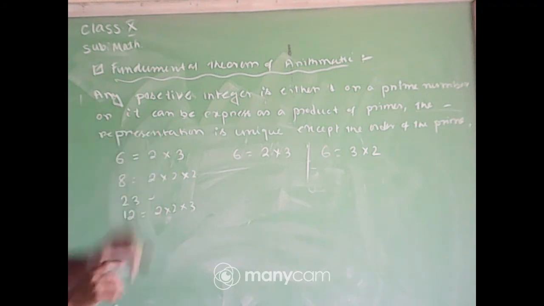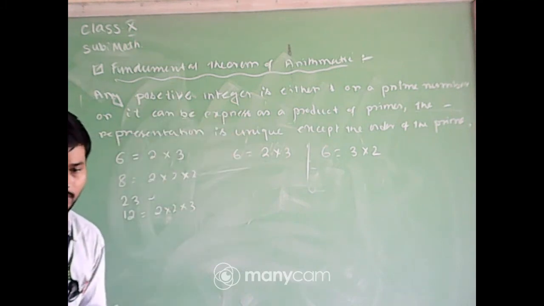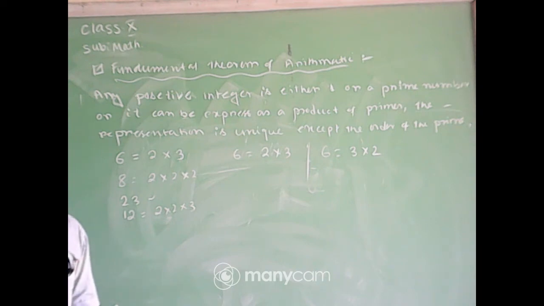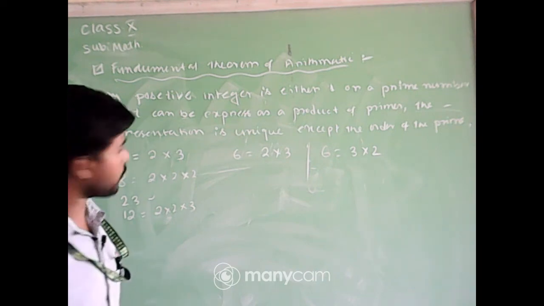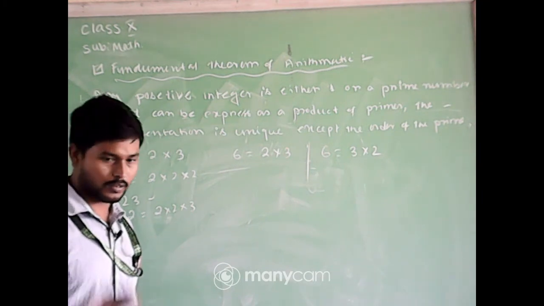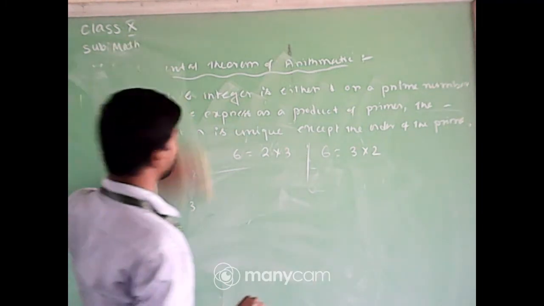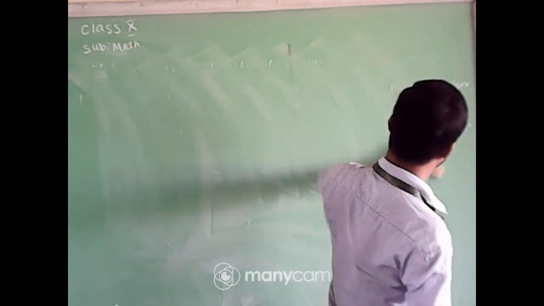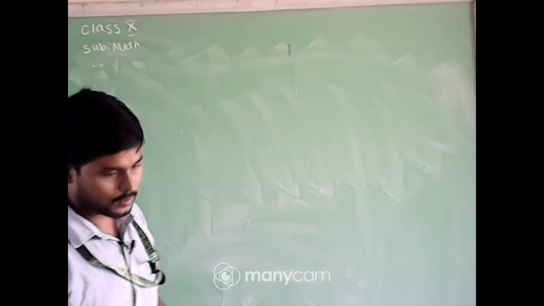I am reading the definition once again. Any positive integer is either 1 or a prime number, or it can be expressed as a product of prime numbers. This is the definition of the fundamental theorem of arithmetic. Now tell me students, do you have any confusion in the fundamental theorem of arithmetic? No sir? Okay, very good.